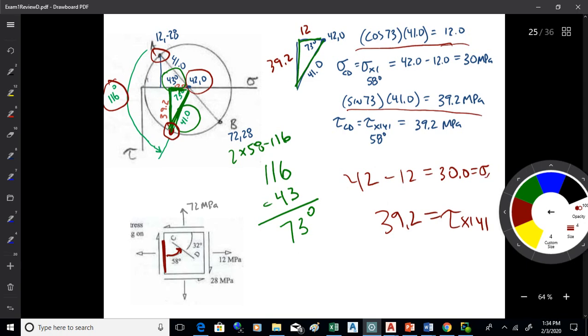So there you go. That's a little bit of a run through more circle. Any questions on that? Okay.